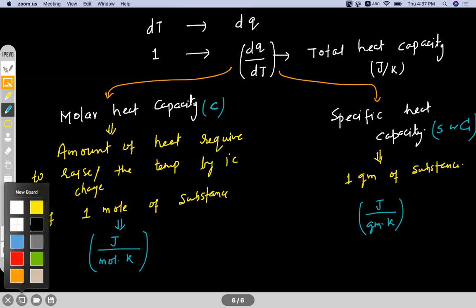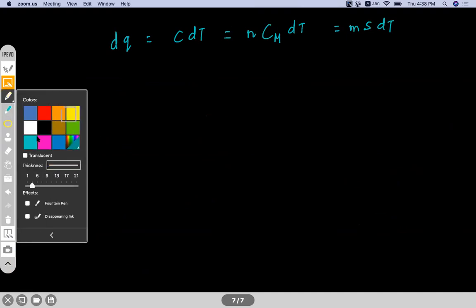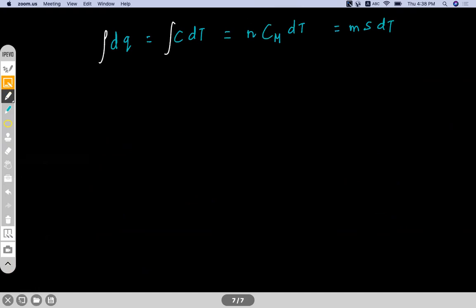We can write the expression as dQ = C dT. If it is molar heat capacity, dQ = C_M dT; for specific heat, C or S dT. If you have n moles, n C_M dT, and for mass m, m S dT. Then if you integrate it, depending on the value of C, Q = C ΔT, n C_M ΔT for molar heat capacity, and m S ΔT for specific heat capacity.